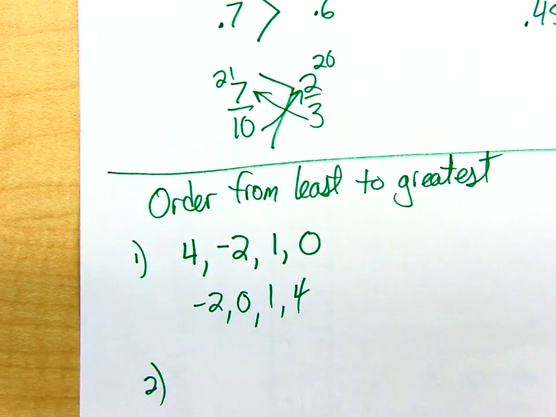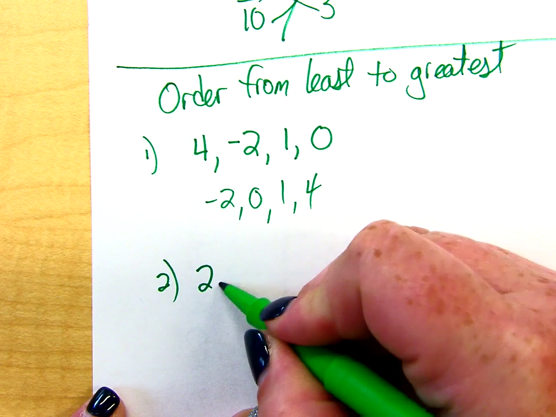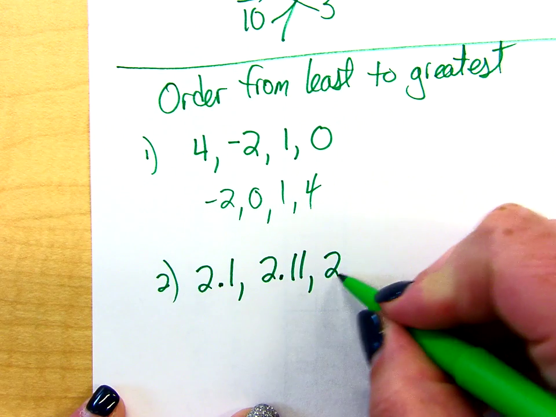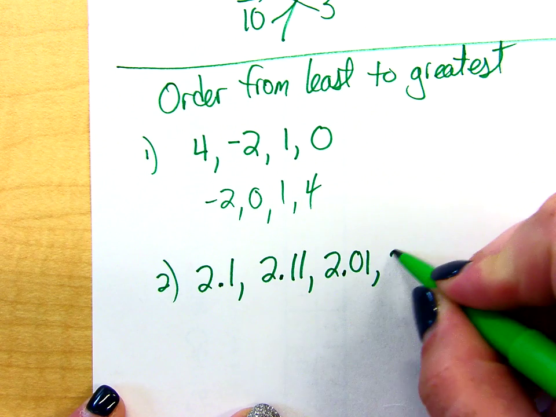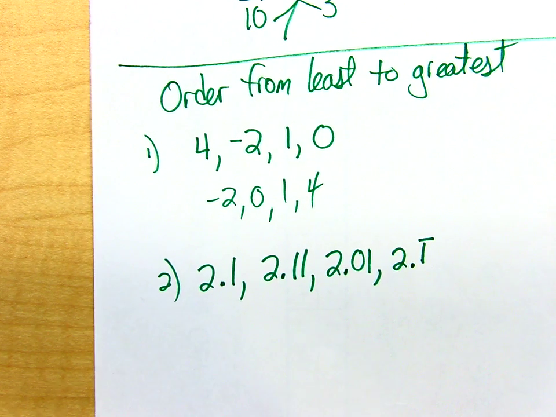All right. Let's step it up a notch. No, that's a 1 with a bar on top of it. So that's 2.1 repeating. Take these 4 numbers and order them from least to greatest. Well, I want everybody to try. So in your notes, write what you think it should be.